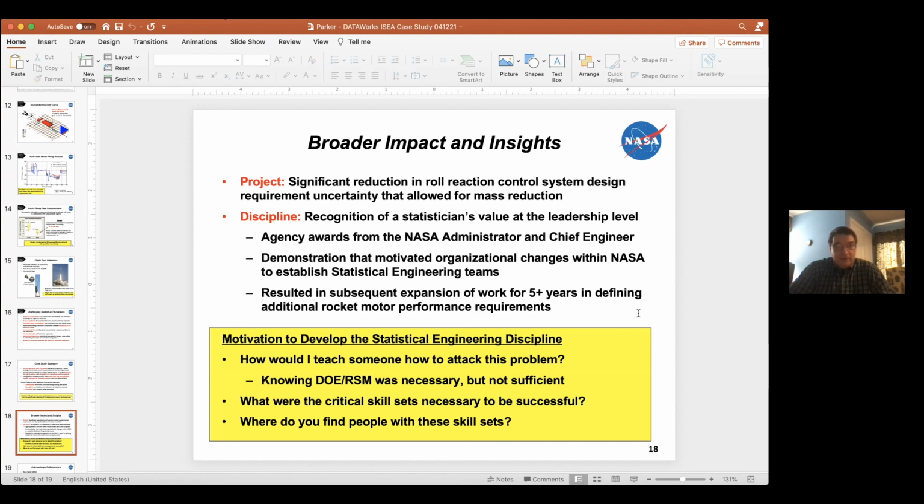discipline of statistical engineering. I had somebody ask me one time, how would you teach someone to attack this problem? Well, certainly knowing design of experiments and response surface methodology was necessary, but not sufficient to solve the problem. And what were the critical skills necessary? That's where the benefit of these case studies, to go back and interrogate that, is very important. Very multidisciplinary skills. That's what was critical.